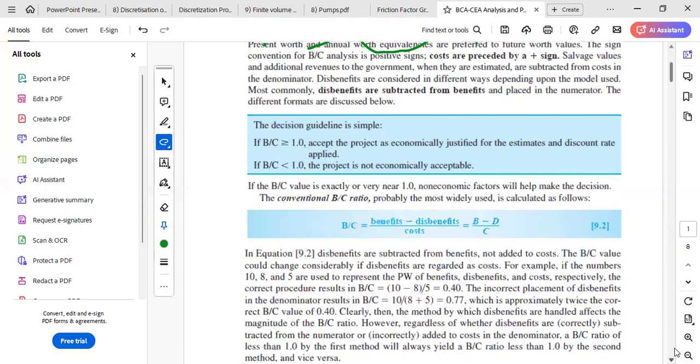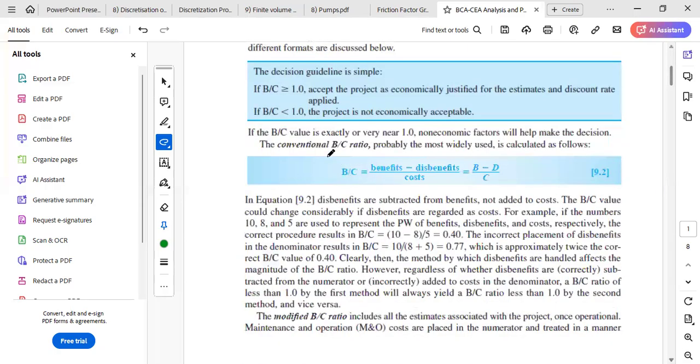So as we said, the first conventional way to account for a benefit to cost ratio is to do benefits minus disbenefits over costs. And in this equation, disbenefits are subtracted from benefits and not added to cost. The ratio could change considerably if the disbenefits are regarded as cost.